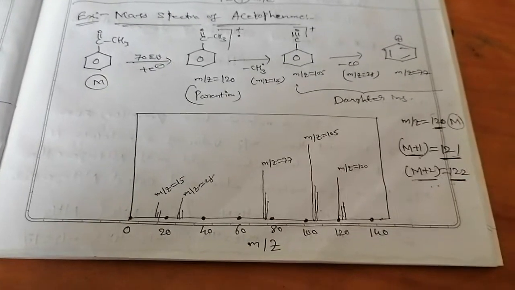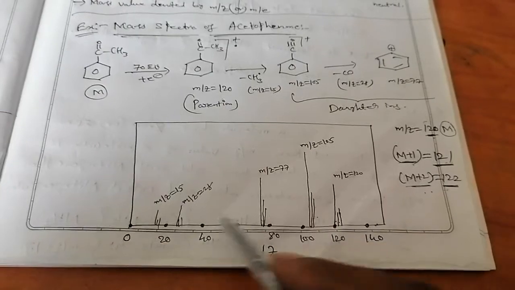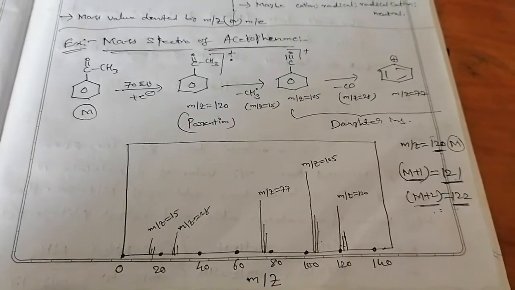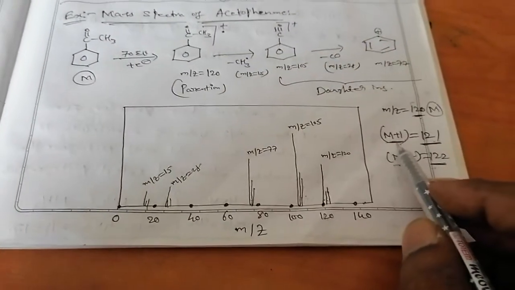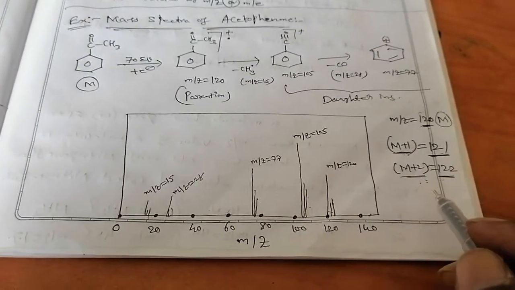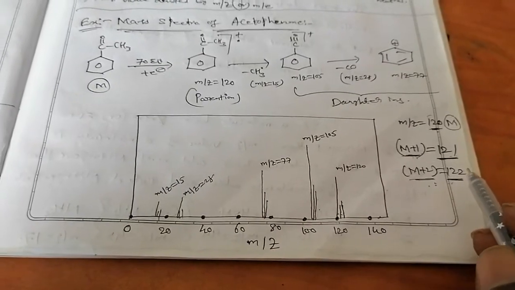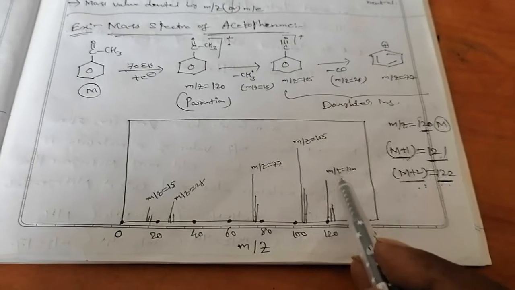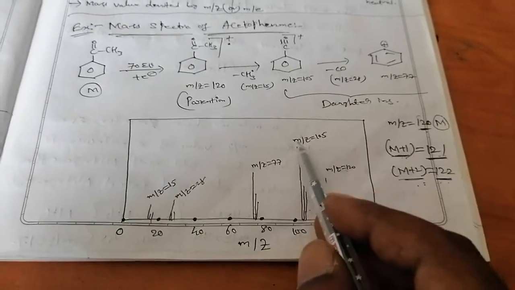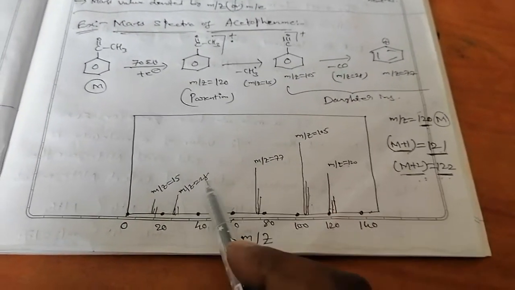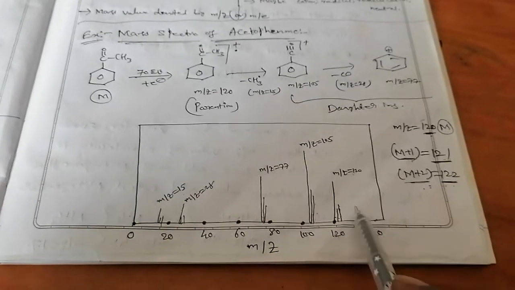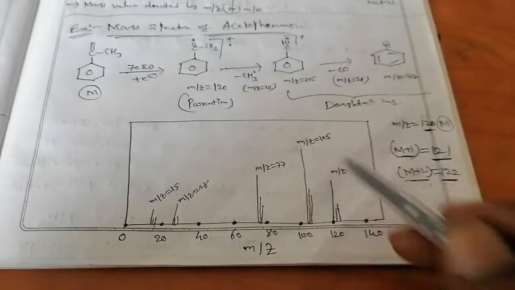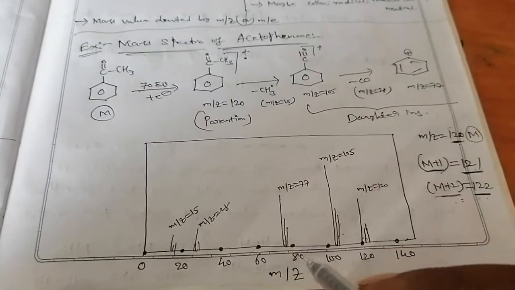One more thing here. These smaller lines are due to isotopes, termed the M plus 1 peak and M plus 2 peak. If carbon is there, you will get an M plus 1 peak, and if chlorine, bromine or sulfur is there, you will get an M plus 2 isotopic peak. Observe here, out of m/z 120, 105, 77, 28 and 15, the m/z 105 peak is the most intense, the tallest.